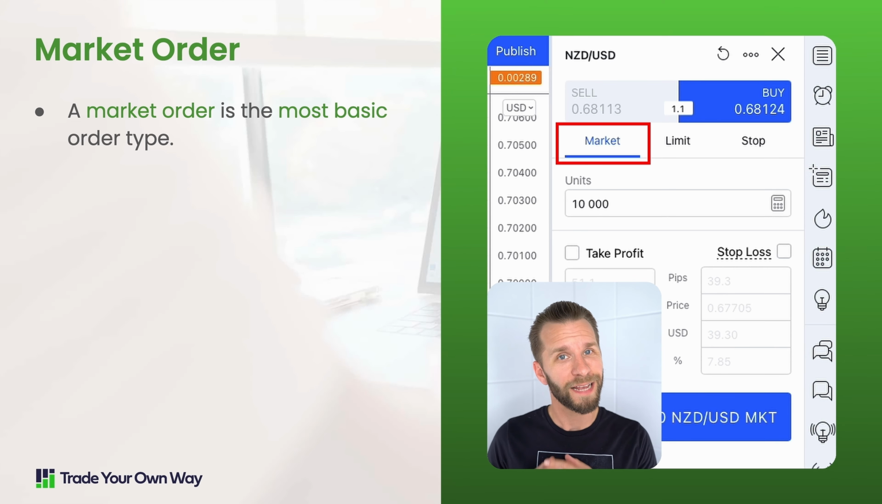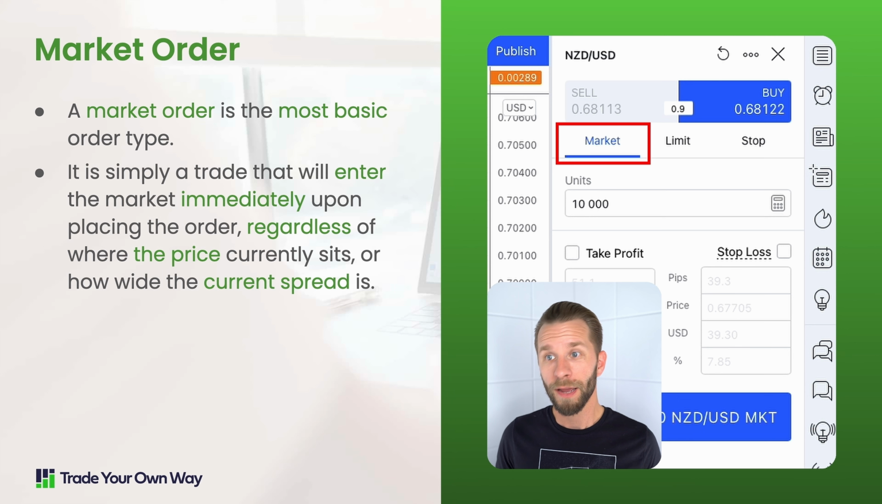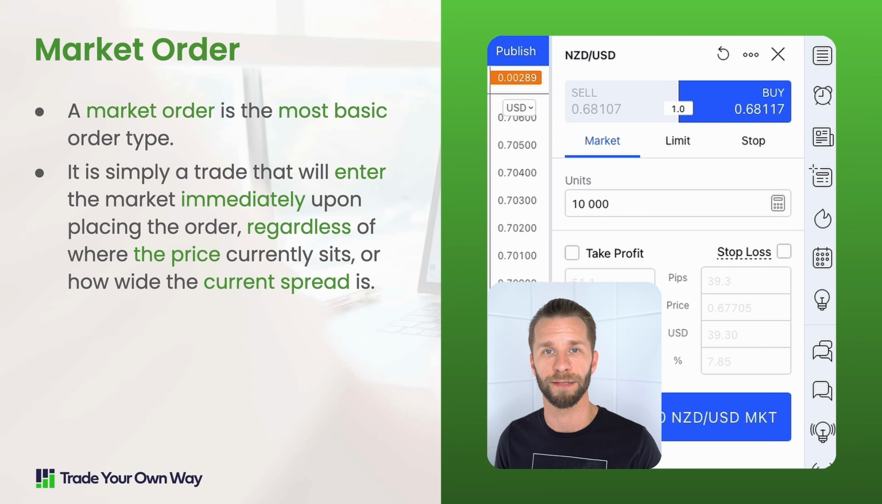Firstly, we have a market order. A market order is the most basic order type. It's simply a trade that will enter the market immediately upon placing the order, regardless of where current price sits or how wide the current spread is.